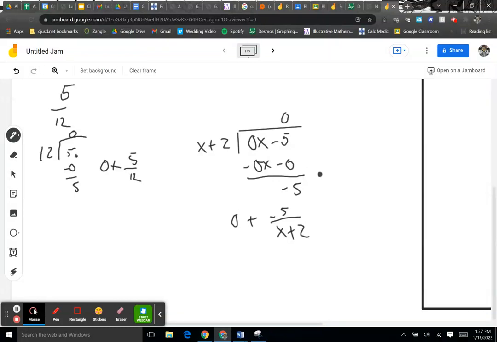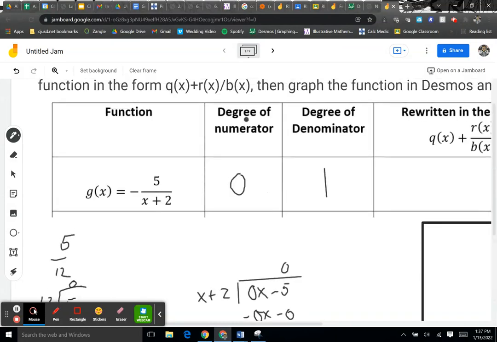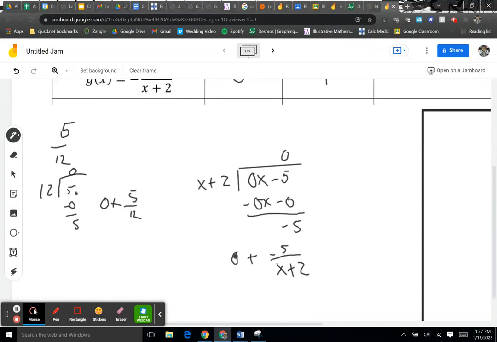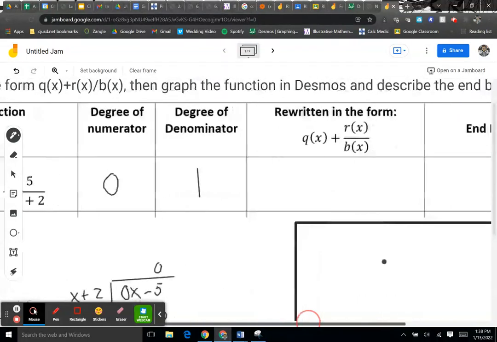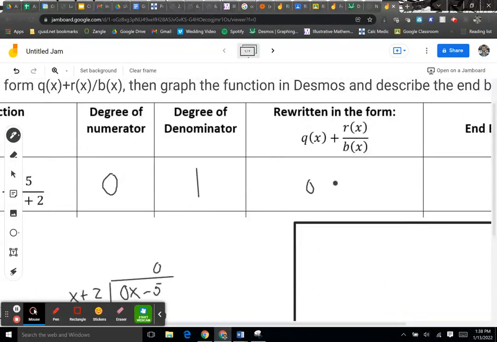In fact, I didn't even need to do the long division here. In any case where we have the numerator's degree less than the denominator's degree, all we have to do is just add a 0 in front. We know the quotient's going to be 0. So our form is 0 plus negative 5 over x plus 2. Having that 0 there is important. It's going to reveal some stuff for us later on.